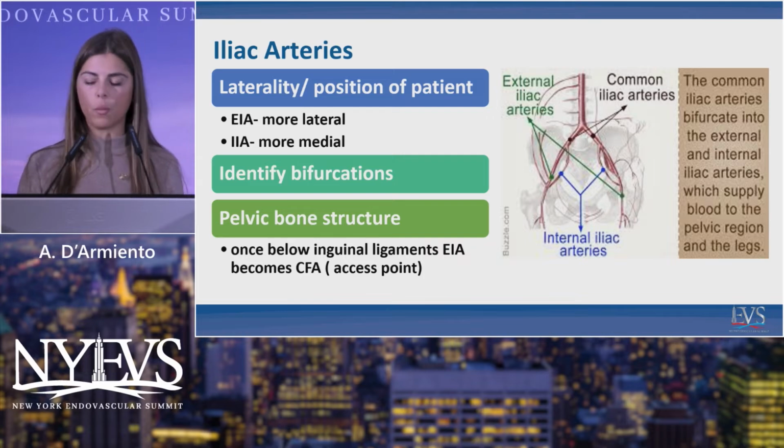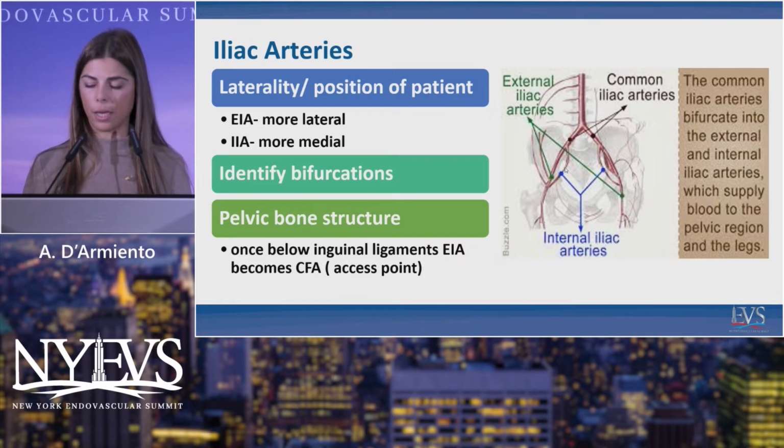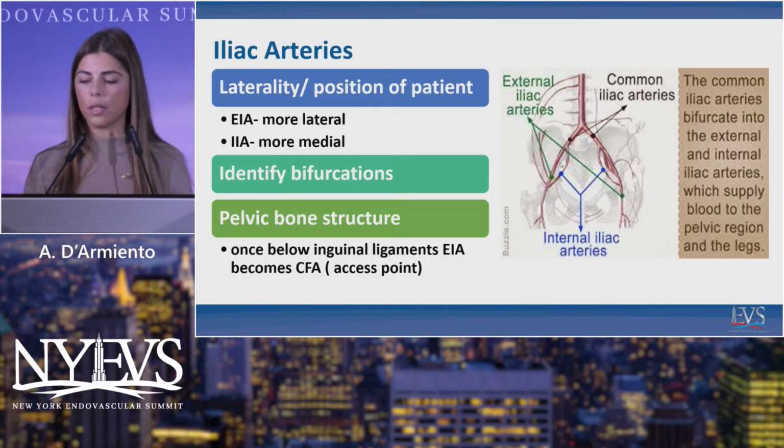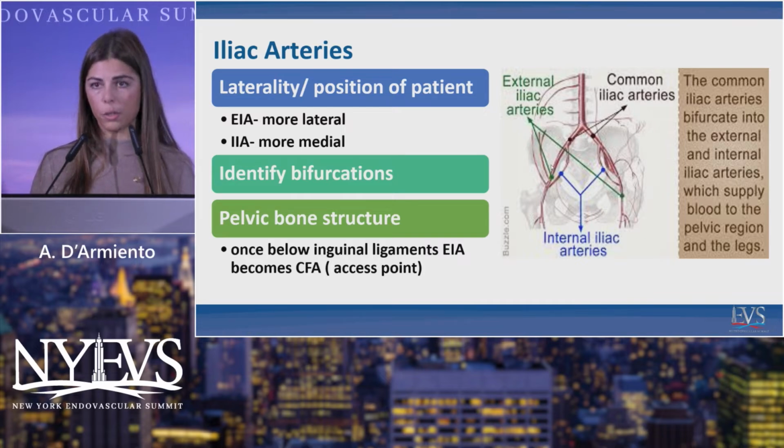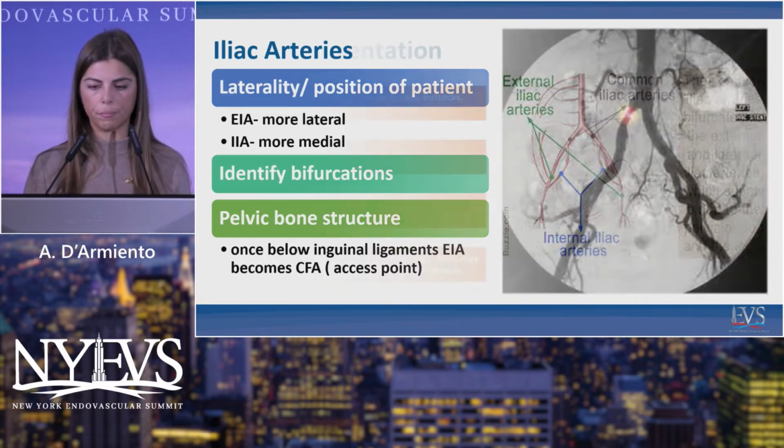Okay, so making our way down, we were at the abdominal aorta, and at the end, it bifurcates to the common iliac arteries, and then that again bifurcates into the internal and external iliac arteries. They supply the pelvic region and the legs. We have the external iliac artery, which is more lateral, and the internal iliac artery, which is more medial. So again, you want to identify the bifurcations. Where is it bifurcating initially? That's your common. And then when that common bifurcates, you have your internal and your external. The external will become the common femoral artery, which is our access point for most peripheral cases.